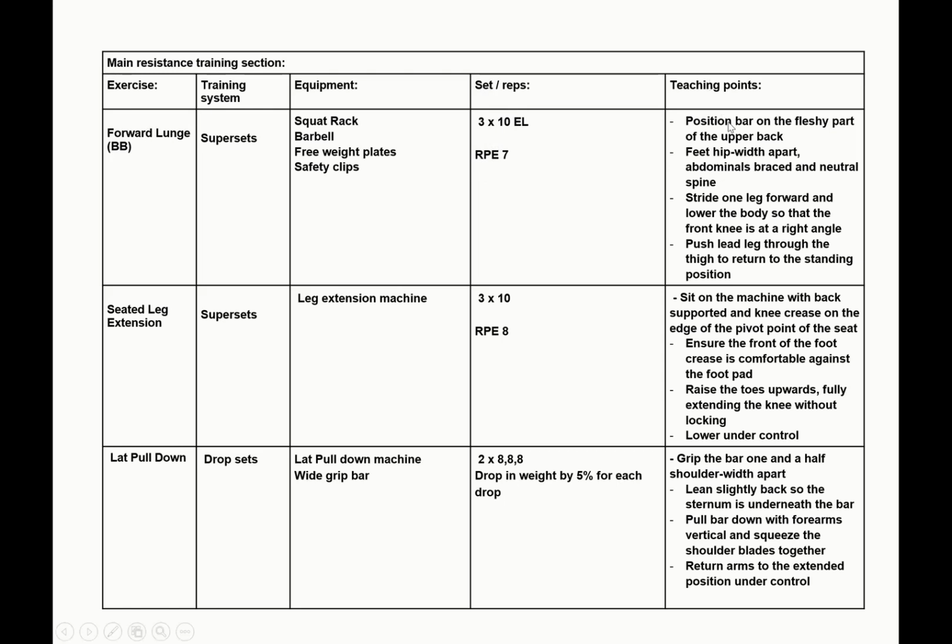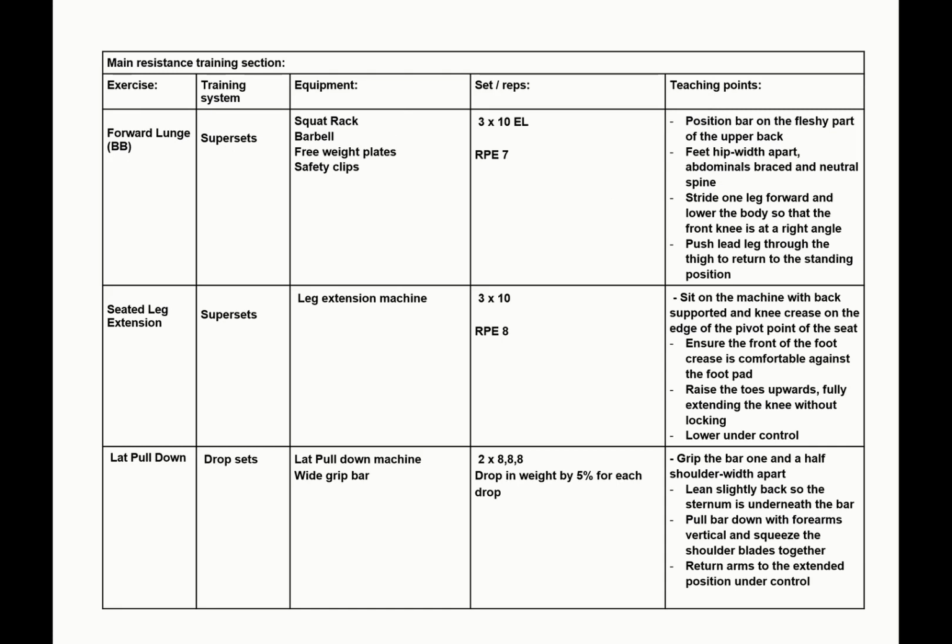When it comes to the teaching points, once again, we've used 4, so just to give you a couple of the teaching points for the forward lunge, we position the bar on the fleshy part of the upper back to make sure it's nice and comfortable for the client. We have the feet hip width apart, abdominals are braced, as with most of the exercises, we should be embracing the core, and of course keeping that neutral spine for safety during the movement.